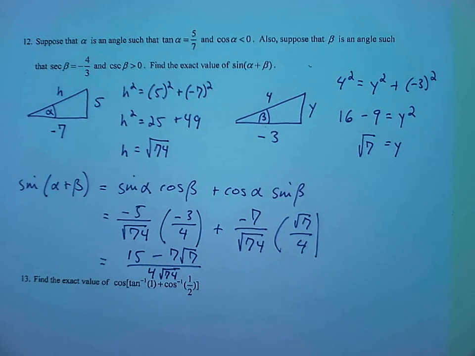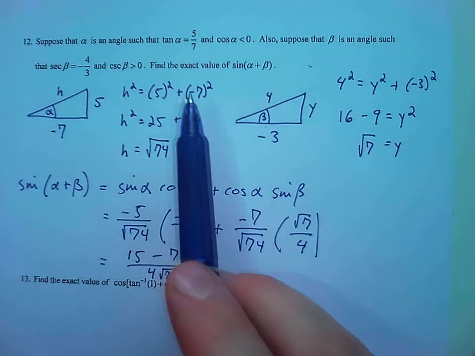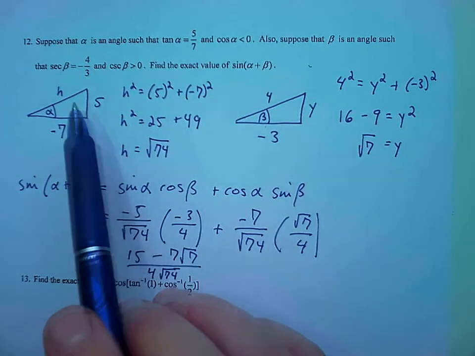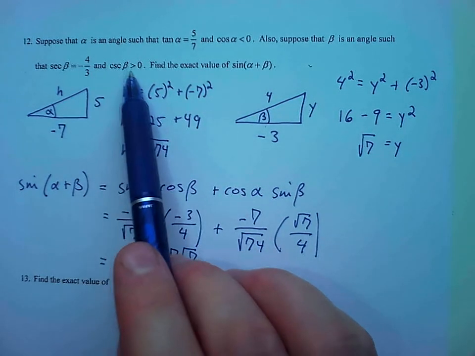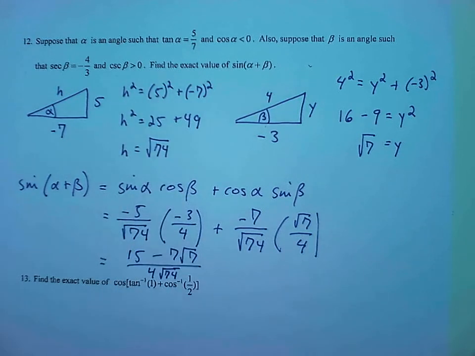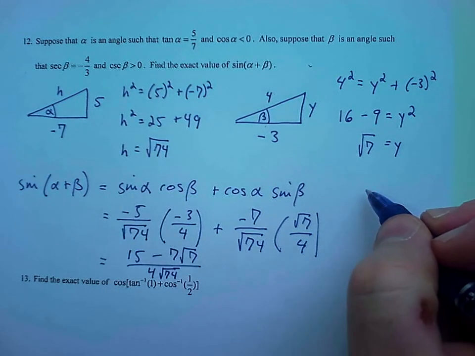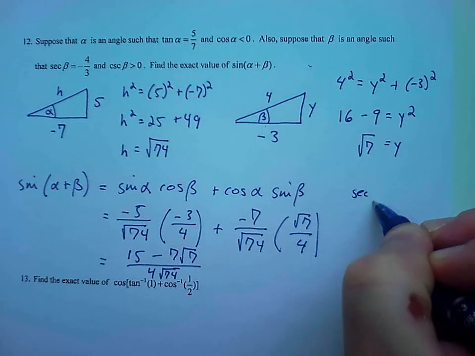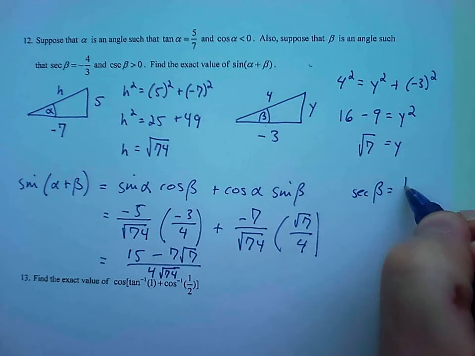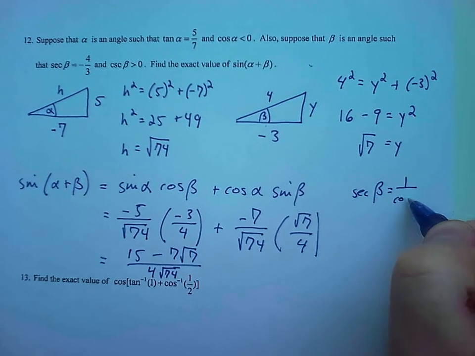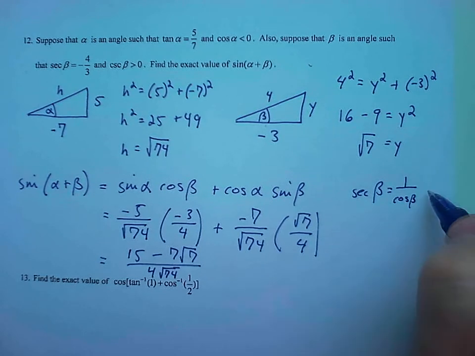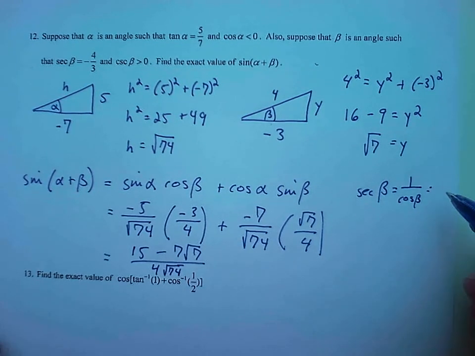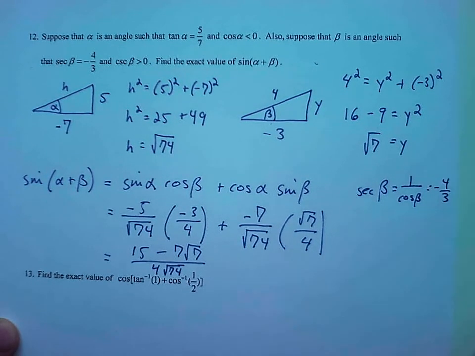So just to make sure that we're clear on how we got that the secant was this, but to make sure that the cosecant here is positive, let me backtrack and talk about that for a second. Because what we're saying is that the secant of beta, we know that that is equal to 1 over the cosine of beta, and we're saying that that is equal to negative 4 over 3.